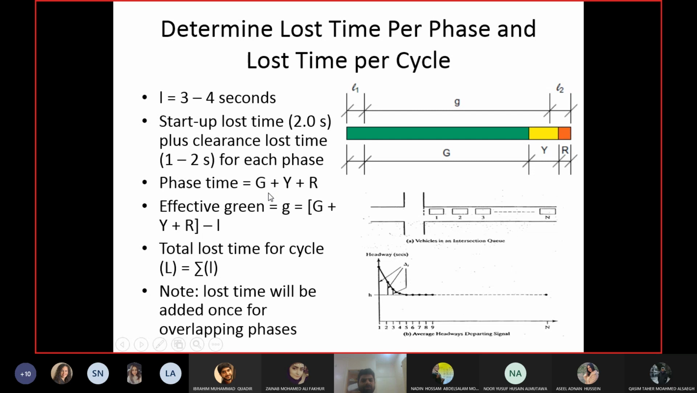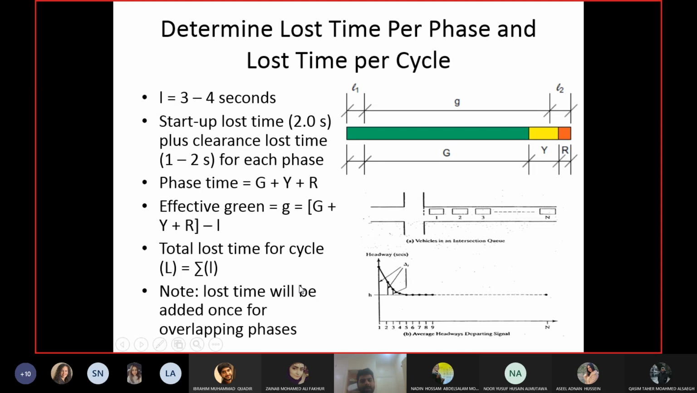The phase time is given as G plus Y plus R, actual green plus yellow plus all red. Effective green, which is when the vehicles are going at saturation headway, is given as green plus yellow plus all red minus the lost time. Lost time, small l, this is not an I, this is small l. Small l means lost time for each phase, and capital L means lost time for the whole cycle. So you take the lost time of each phase and you add all of them. Add the lost time for all the phases, you will get the total lost time.